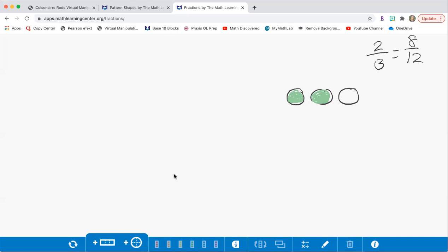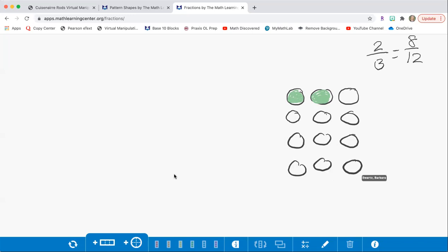But what I can do is make this set bigger. And by creating this bigger set, it is now going to change the way we define the whole. So what we want to see is not one whole of 3 pieces, but one whole of 12 pieces. So here, this is my one whole. And now if I was able to copy and paste, then we would see that these would still all be colored in if I copied and pasted that first row.